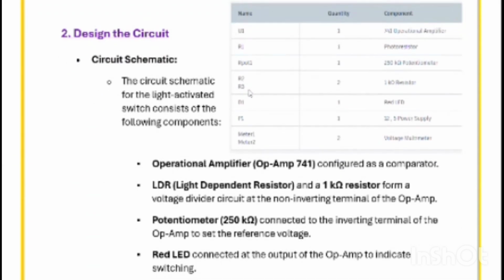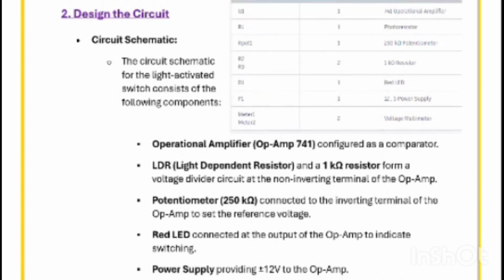The second step is designing the circuit. First of all, we did that on the Tinkercad software, where we collected this data after doing the simulation. These are the components that we have used on Tinkercad, which include the 741 IC op-amp, photoresistor, potentiometer, resistor, red LED, power supply, and voltage multimeter. These are the components that we have used with these particular values.